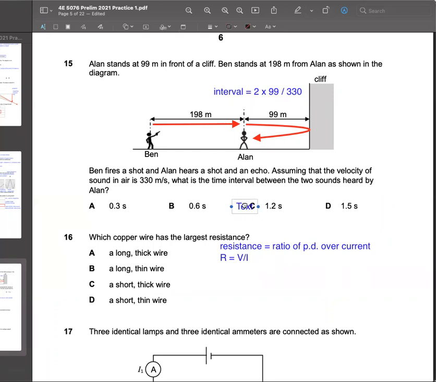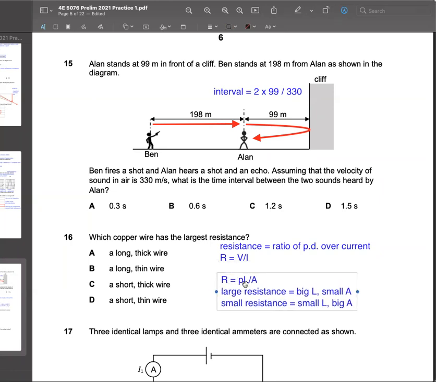In this question, large resistance means what? R equals rho L over A. So large resistance means L is big and A will be very small. If you want small resistance, you want a small L and a big A, based on this equation.